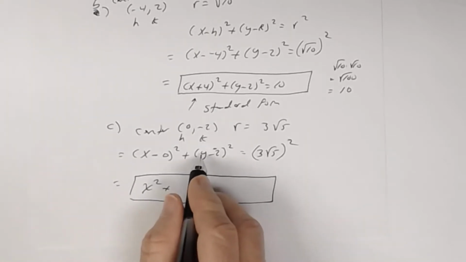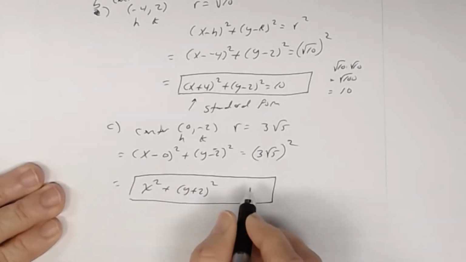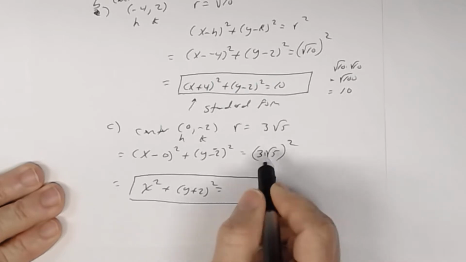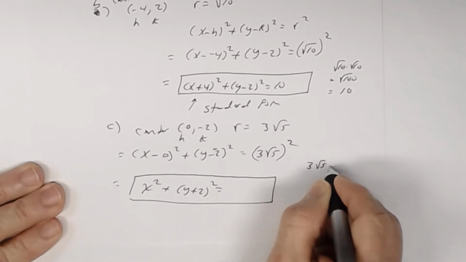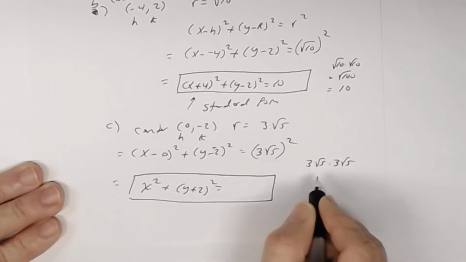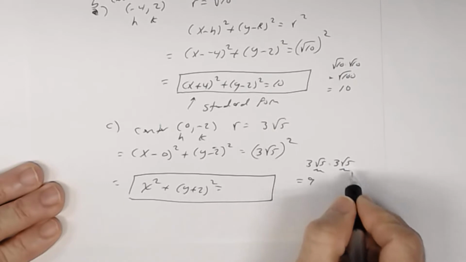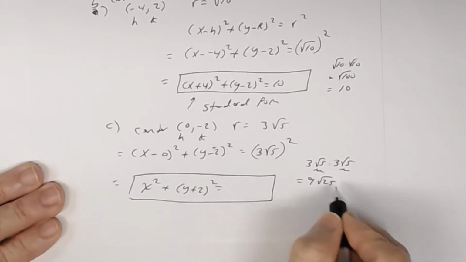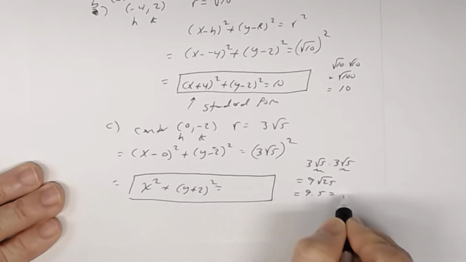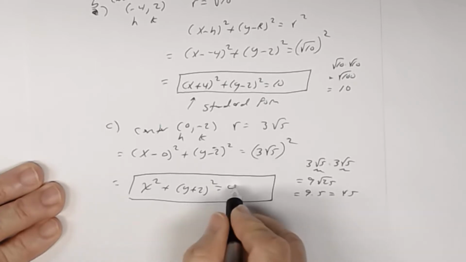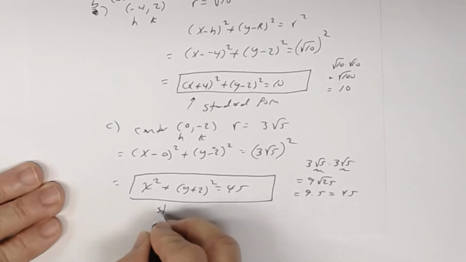Plus, you all know that y minus a negative 2 is y plus 2 squared. Equal. All right, now let's talk about this. 3 square root of 5 squared means this: 3 square root of 5 times 3 square root of 5. 3 times 3 is 9. The square root of 5 times the square root of 5 is the square root of 25, right? And the square root of 25 is 5, so that's 9 times 5, which is 45. And so 45 goes here. And so that's your standard form.